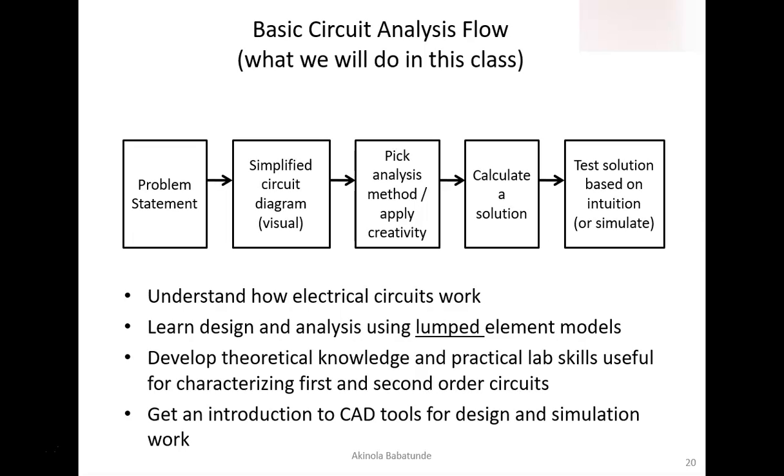So as we proceed, our work will focus on understanding how electrical circuits work, and then learning design and analysis using lumped element models. Also, we'll focus on developing theoretical knowledge and practical lab skills useful for characterizing first and second order circuits. And along the line, you'll be introduced to computer-aided design tools for design and simulation work.